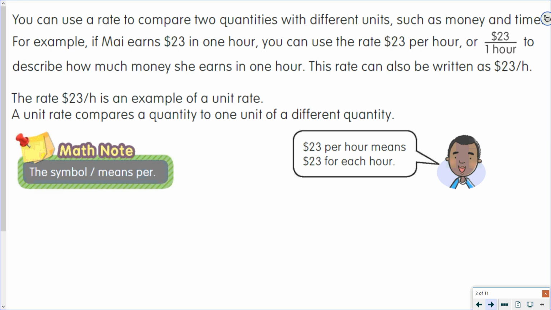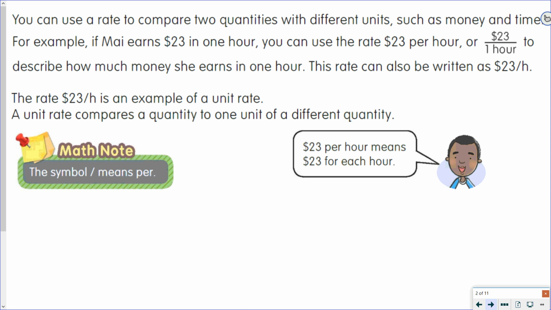So today we are going to look at rates, and as we learned about ratios, with ratios you can only compare if they're measuring the same thing. Well, rates are a little bit different. So you can use a rate to compare two quantities with different units. So our example here is money and time. Money is measuring wealth, or how much cash you have, whereas time obviously measures hours, minutes, seconds, anything like that.